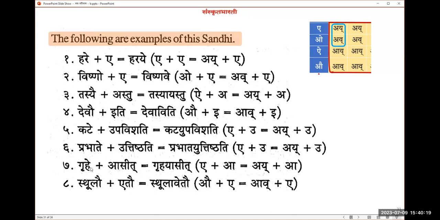Grihe asit. A plus A. Okay, so it's out of Purva Rupa because A, Dirgha. Here it is out of Purva Rupa because it is not A or O, it is I. Okay, there due to Rho, it is not in Purva Rupa. Here due to column, it is not in Purva Rupa.